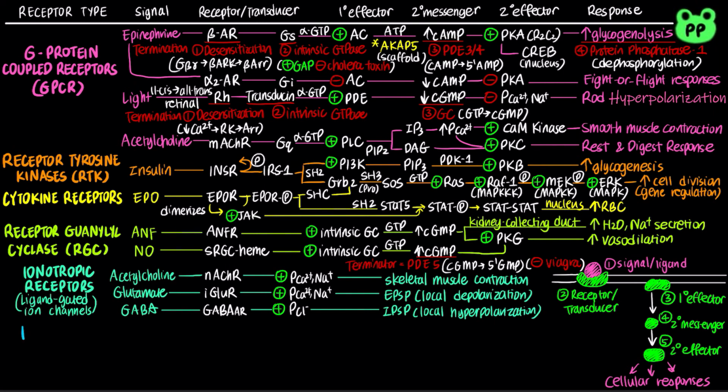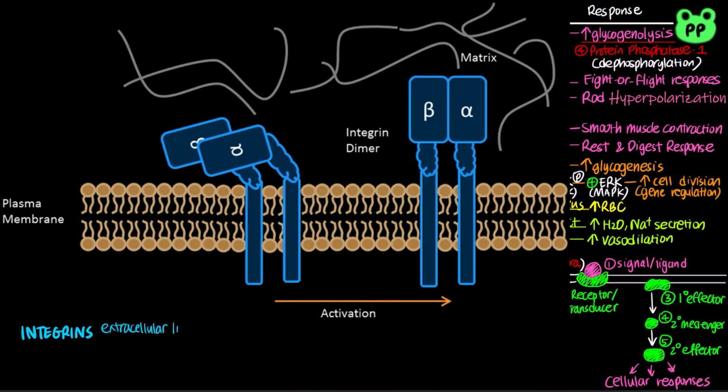The sixth type of receptor is integrins, which carry signal bidirectionally between the cytosol and the extracellular matrix. All integrins have one alpha and one beta subunit, each with a short cytoplasmic extension, a single transmembrane helix, and a large extracellular domain with ligand binding site.